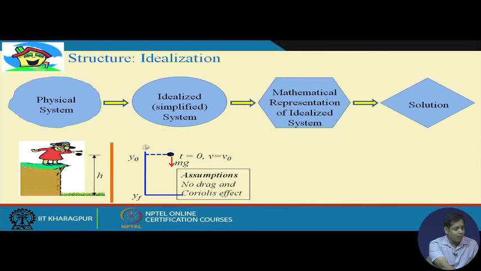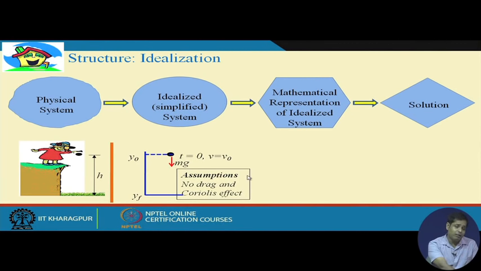Now, you see, what are the simplifications we have made? When we say that this represents this physical process, that representation is based on certain assumptions. As far as this problem is concerned, one of the major assumptions is there is no drag and Coriolis effect. There is no drag force from the air. And since there is no drag force, if you drop a steel ball or a feather, they will reach at the same time, and then there will be no Coriolis effect. Now, this idealized system is based on these assumptions.